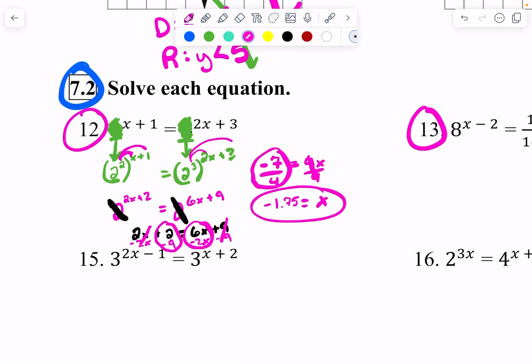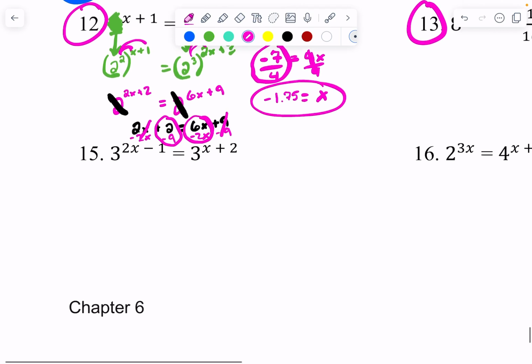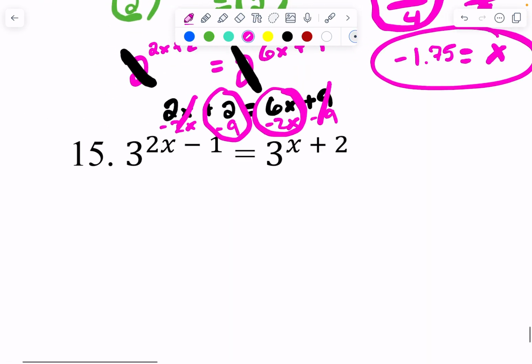So you have to try to make your bases be the same. Hey, the really nice thing on 15, check him out. Guess what? His bases are already the same. That's super nice.